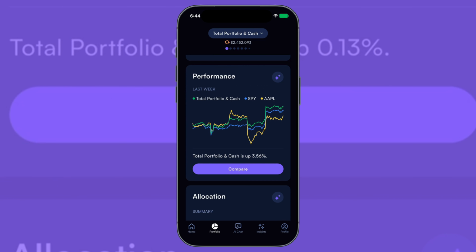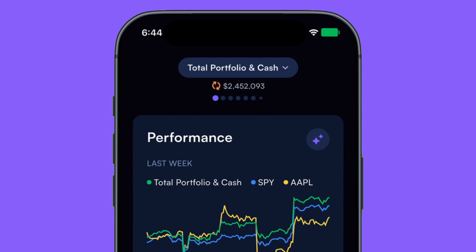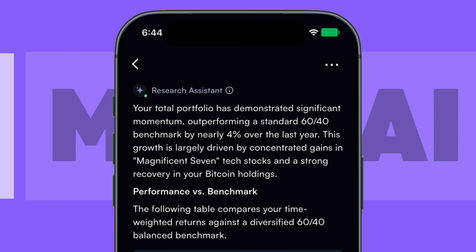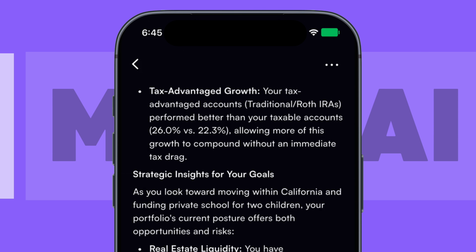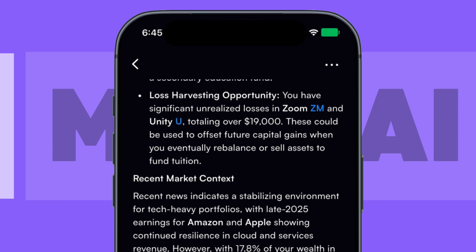Now, interpreting all of this manually can still take time. So Mezzi adds a second layer. Tap the sparkle icon. Mezzi AI analyzes your full portfolio in context. It looks at your returns across time frames, compares them to relevant benchmarks, and helps identify factors that may be driving performance. It may point out concentration in a single account, highlight where your returns exceed your stated risk level, or explain why your portfolio is outperforming or not.